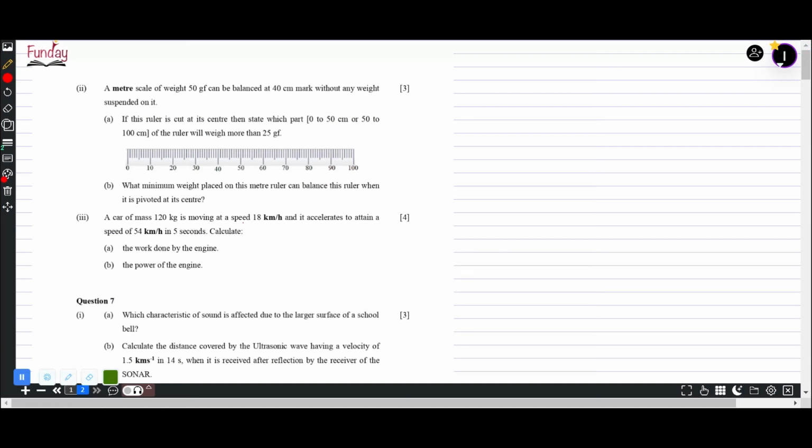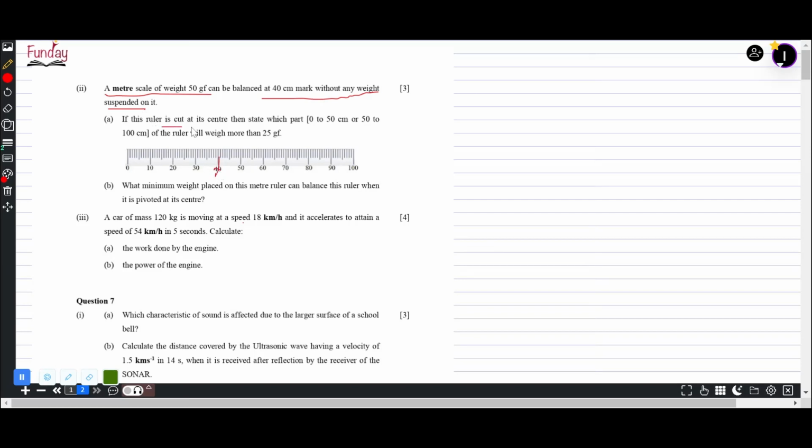Hi. So we finished question number 6, part 1. Now we are to do question number 6, part 2, which says the meter scale of weight 50 gram force can be balanced at 40 centimeter mark without any weight suspended on it. Okay, good. So this is the 40 centimeter mark.